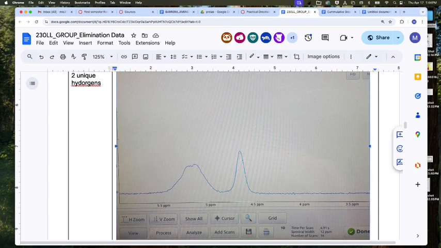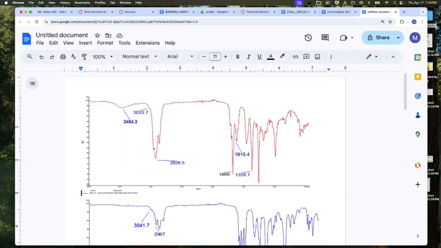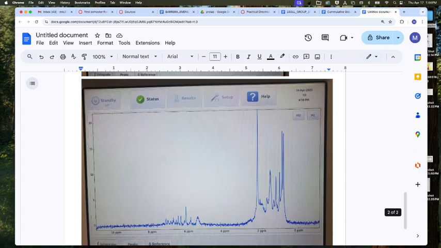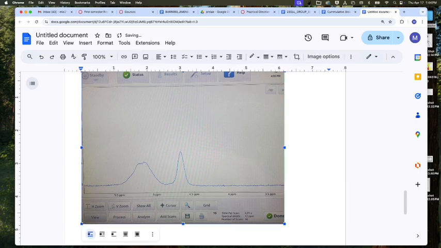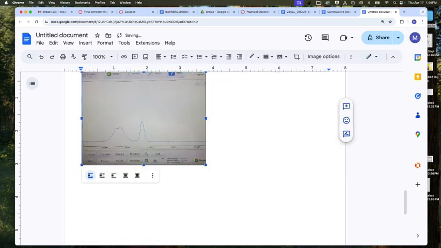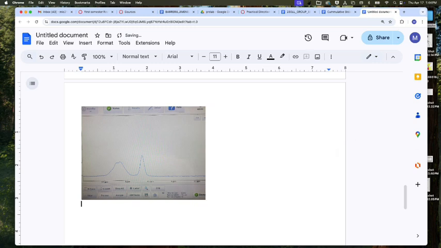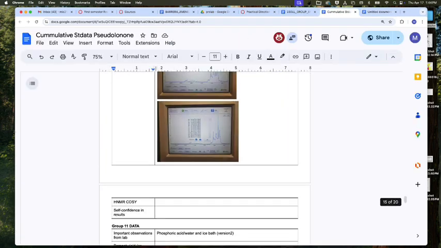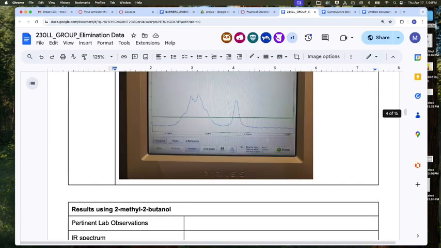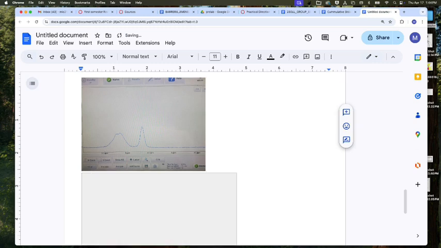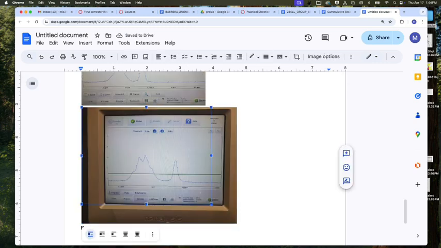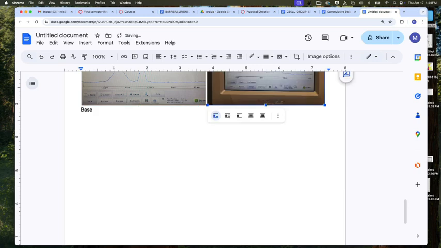Okay, I'm actually going to pull these out. Did I already pull them out? No, I didn't. Because we're going to want to look at these in a little bit. So this was base. Oops, wrong one. And then our acid one was here.